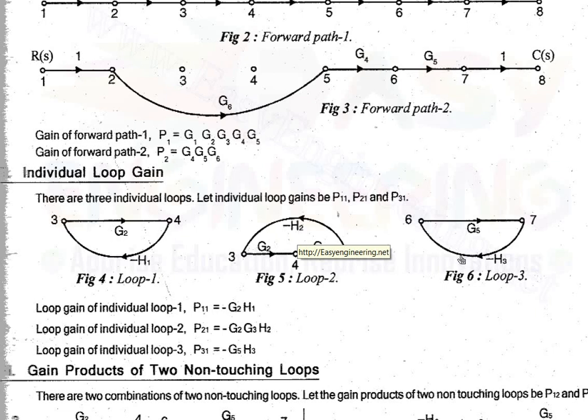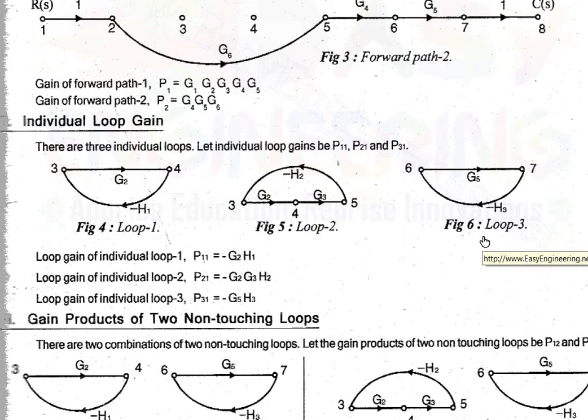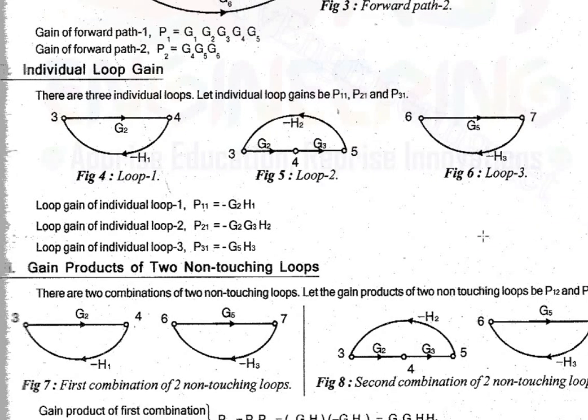For the individual loop 3, the gain is P31 is equal to minus H3 G5. Next we have to find out the gain product of the two non-touching loops. Two non-touching loops means by comparing these individual loops, first with the third, the node values are here we have 3, 4, and here we have 6 and 7. Therefore the loops don't have any combination of touching with the other nodes. So totally we are having different nodes here also, here also.